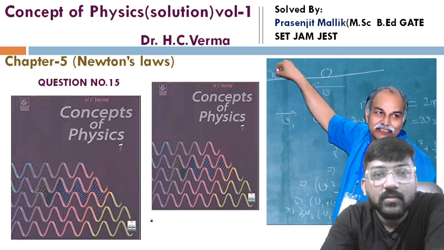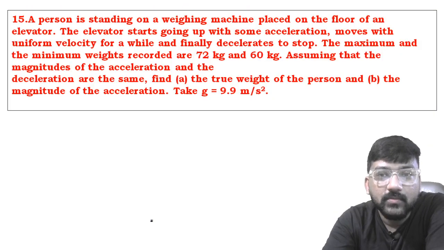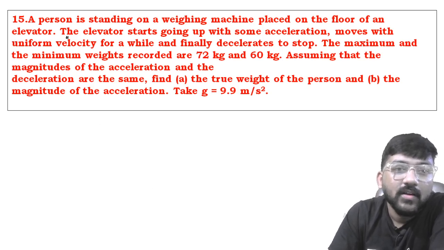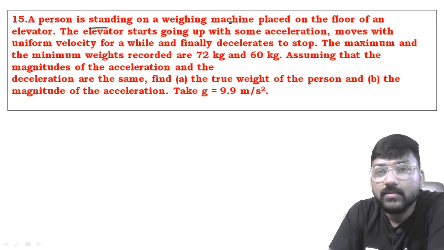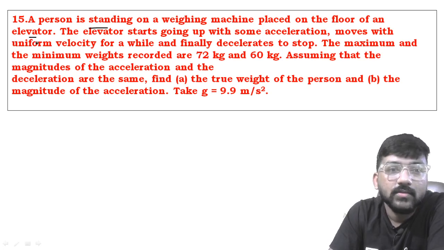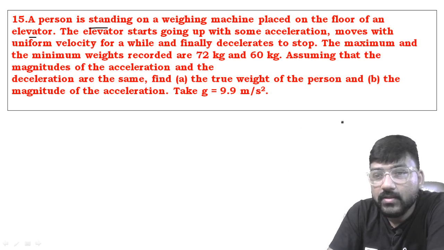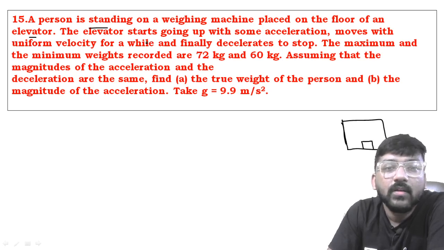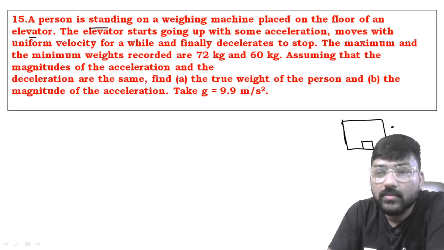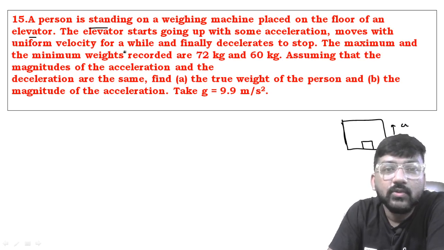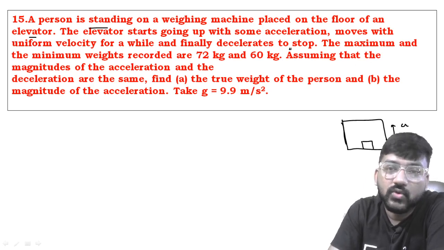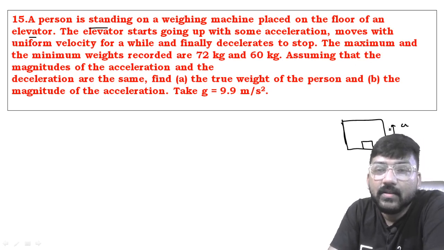Okay, so now let me move to the next question, that is question number 15. A person standing on a weighing machine placed on the floor of an elevator. Okay, so the weighing machine is placed on the floor of the elevator and a person is standing there. Suppose the elevator starts going up with some acceleration a, moves with a uniform velocity for a while and finally decelerates to stop. So first it will be accelerated, then uniform velocity, then decelerated to stop.